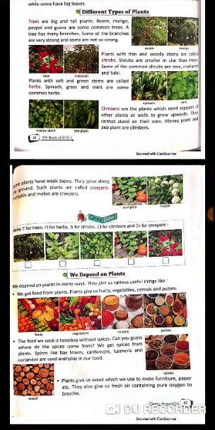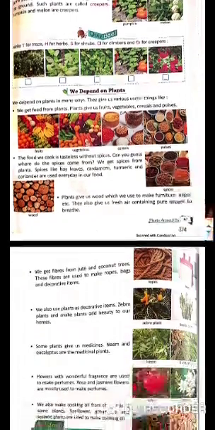Now next is creepers. Some plants have weak stems. They grow along the ground. Some plants are called creepers, like pumpkin and melon. Creepers are the plants which grow on the ground and just extend themselves along the ground. So these kinds of plants are called creepers. Examples of these plants are pumpkin, melon, and so on.